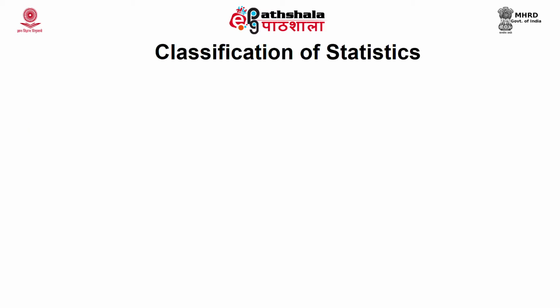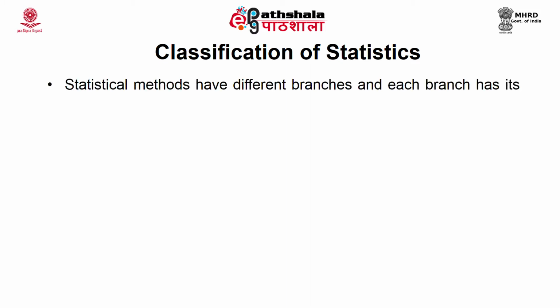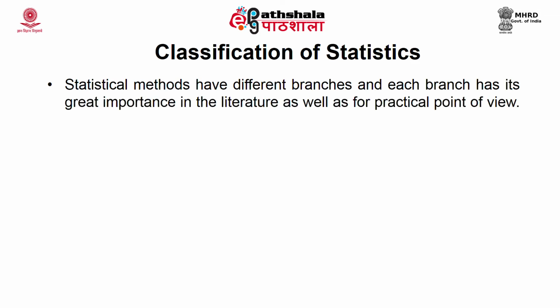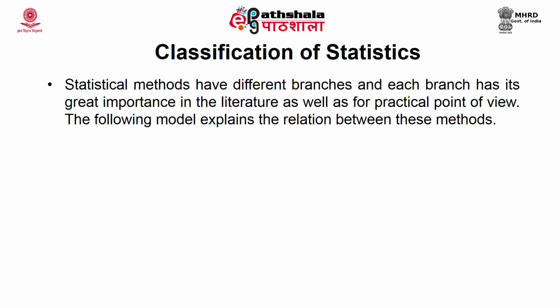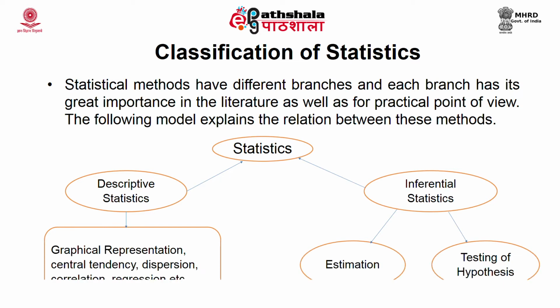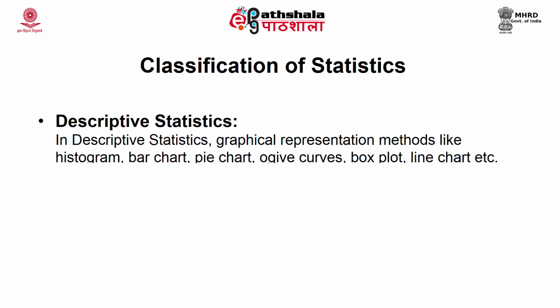Now come to the classification of statistics. Statistical methods have different branches and each branch has its great importance in the literature as well as from a practical point of view. That means let us suppose we have two branches of statistics. One is inferential statistics and the other is descriptive statistics. In descriptive statistics, we have further segmentation. One is graphical representation of data, central tendency measures, dispersion, correlation, regression, etc. So we use these methods or techniques to represent your data graphically, or to extract the information from the population that will provide you a figure that will help you to represent the answer in a correct manner that a person can easily understand.